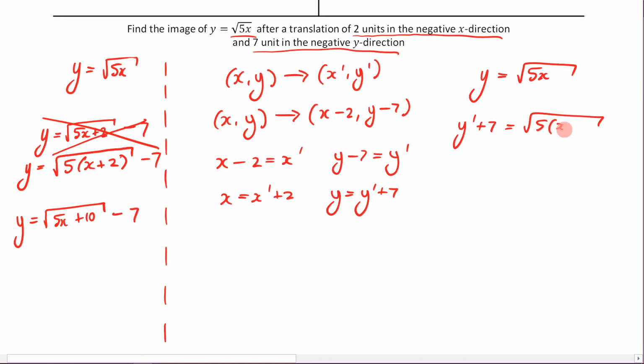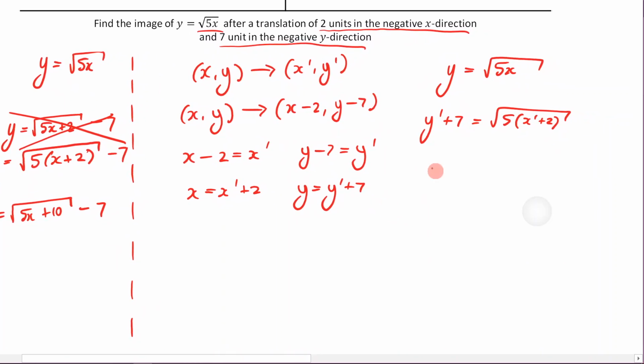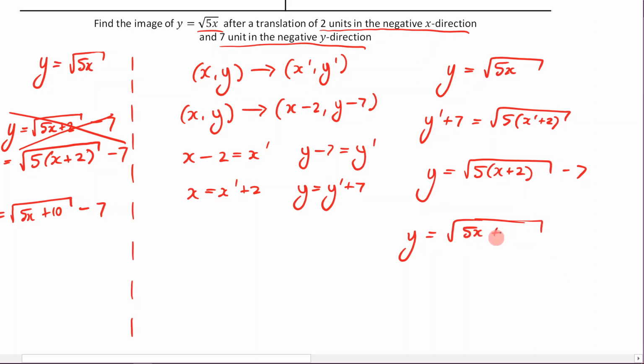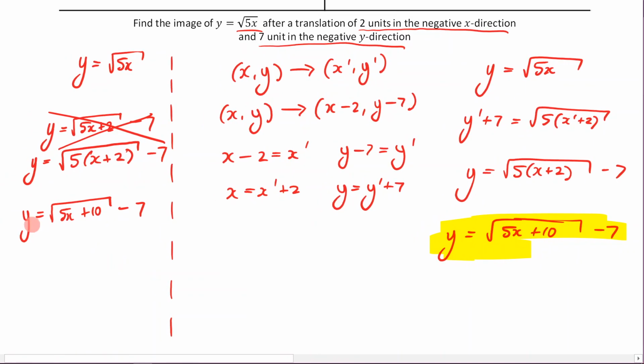As you can see, look what I'm doing here. Brackets, x plus 2, close brackets. Now I solve for y and I drop the dashes. If I wanted to, I could expand out that 5. And as you can see here, this is the same as what we got here, 5x plus 10 minus 7.